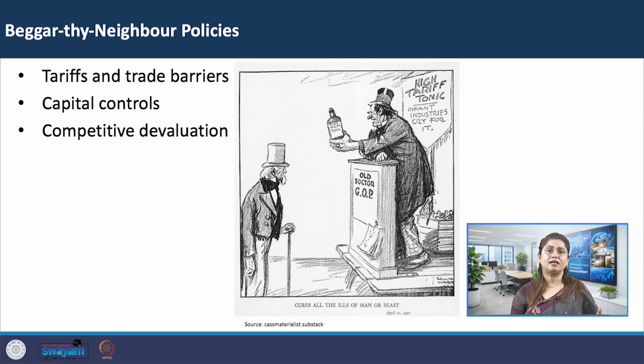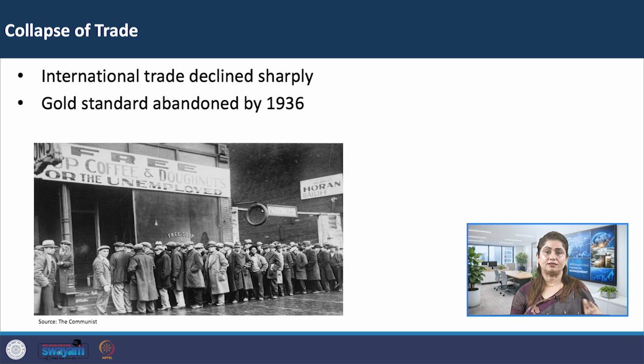Countries then started taking desperate measures. They imposed tariffs to reduce imports. They controlled capital movements. These policies are known as beggar-thy-neighbor policies, meaning each country was trying to improve its own condition at the expense of the others. The result was disastrous. International trade collapsed, and by 1936, the gold standard was completely abandoned by all major economies.